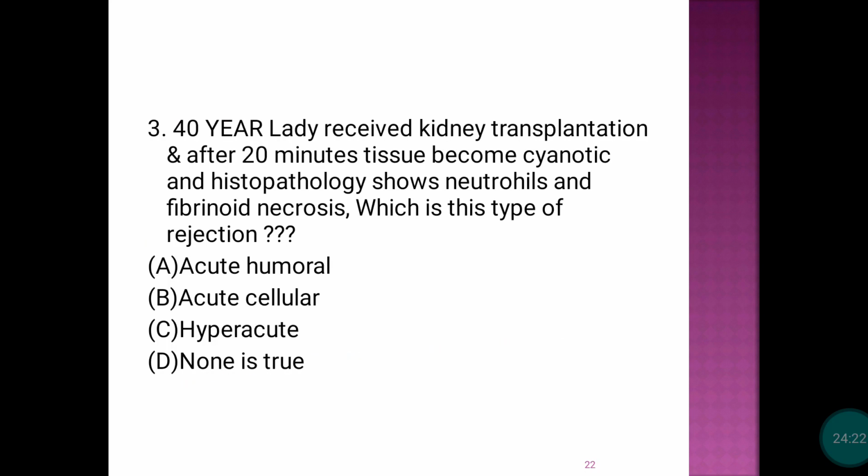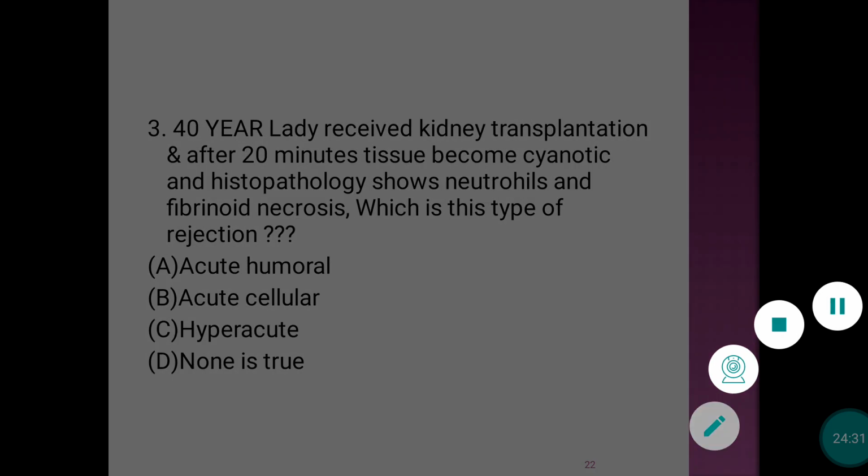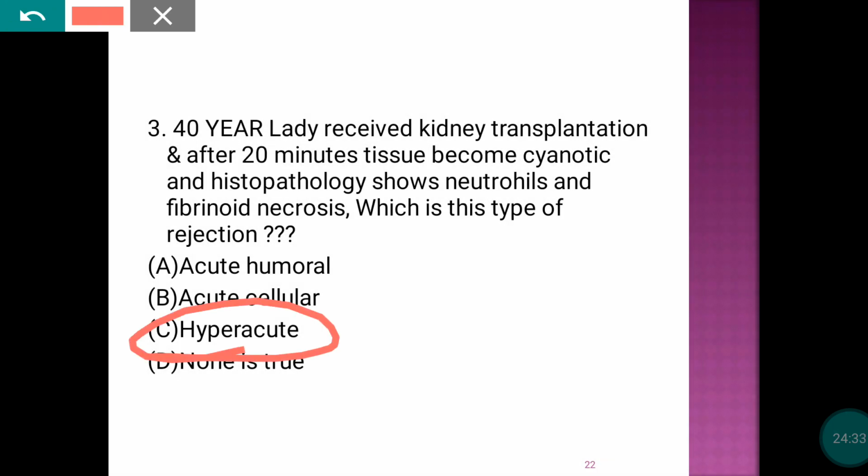A 4-year-old lady received the kidney transplantation, and after 20 minutes the tissue becomes cyanotic, and the histopathology saw neutrophils and fibrinoid necrosis. Which is this type of rejection? Obviously your answer is hyperacute.